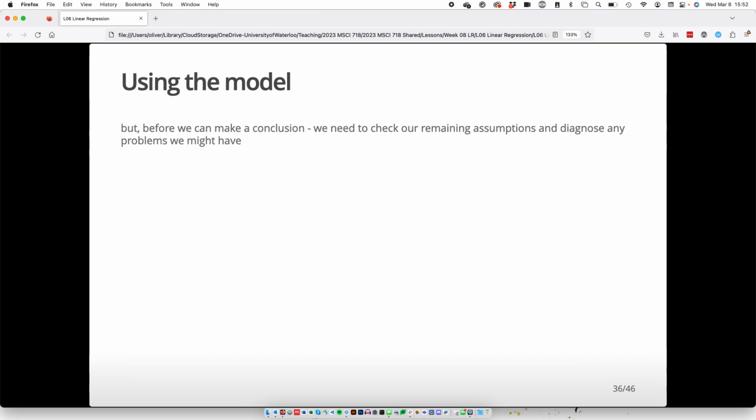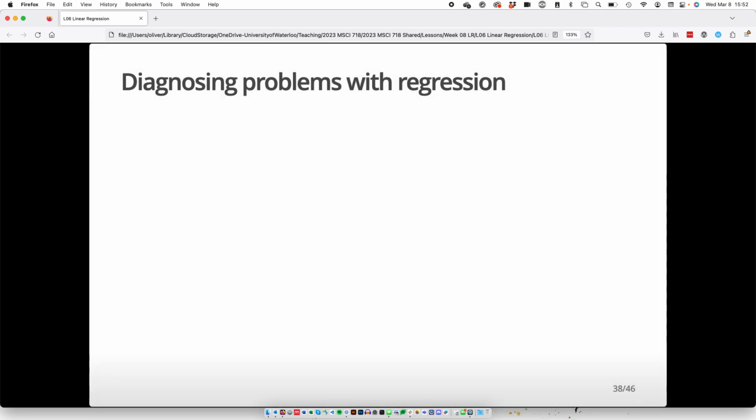Okay, so before we can make a final conclusion, we've been doing a lot of this analysis assuming our model is correct, right? But we don't actually know yet, because we couldn't check all of our assumptions beforehand, because some of them depend on the model. Specifically, they depend on the residuals. So, diagnosing problems with regression. You can access residuals with the residuals value from an LM object.